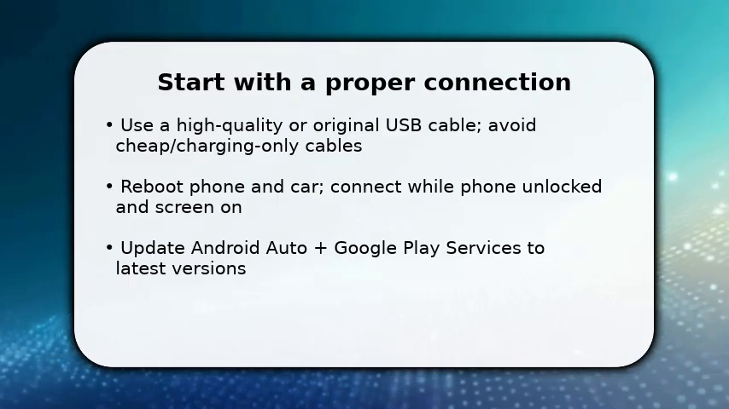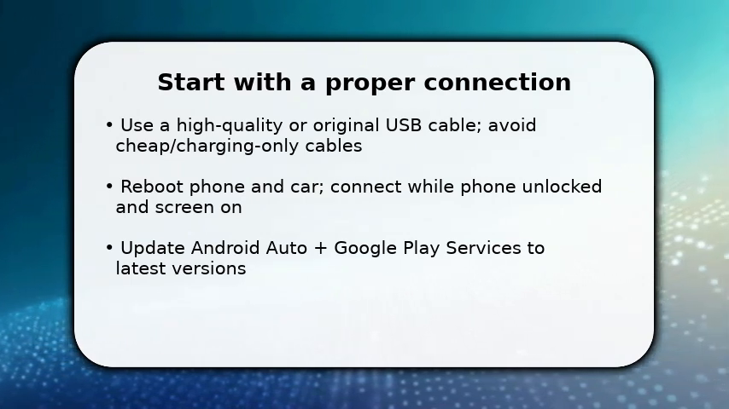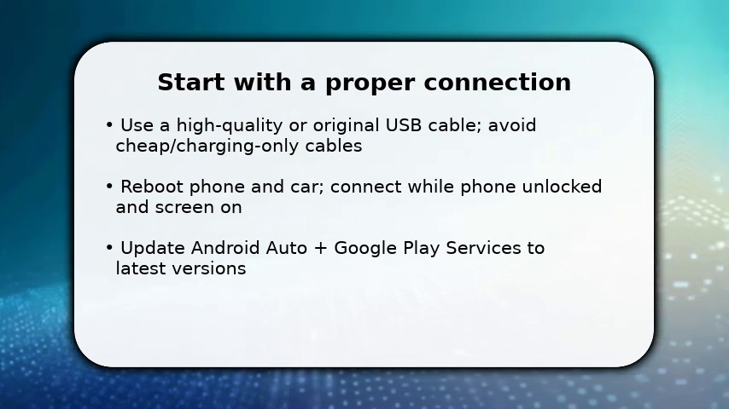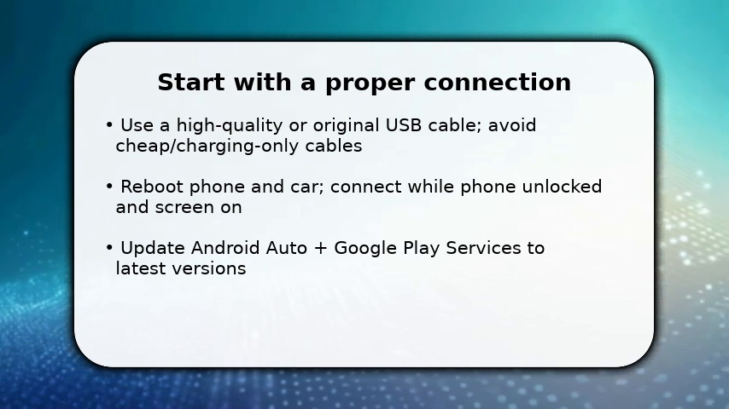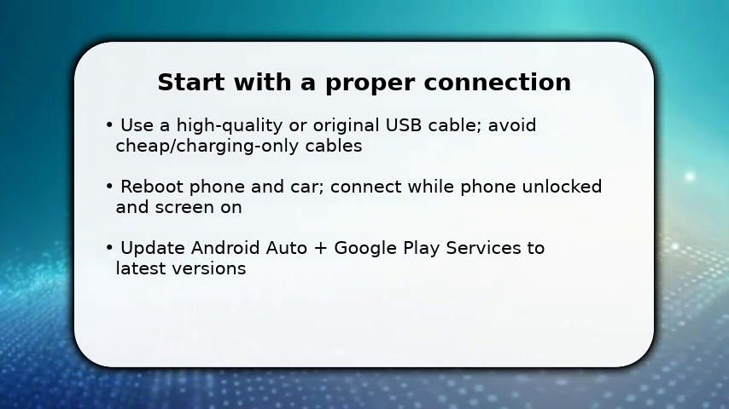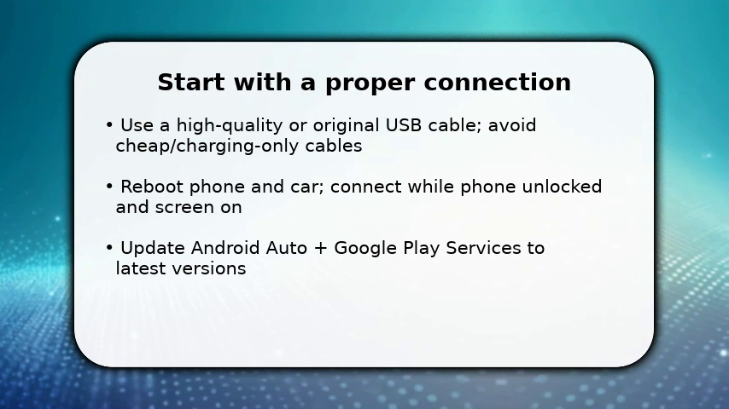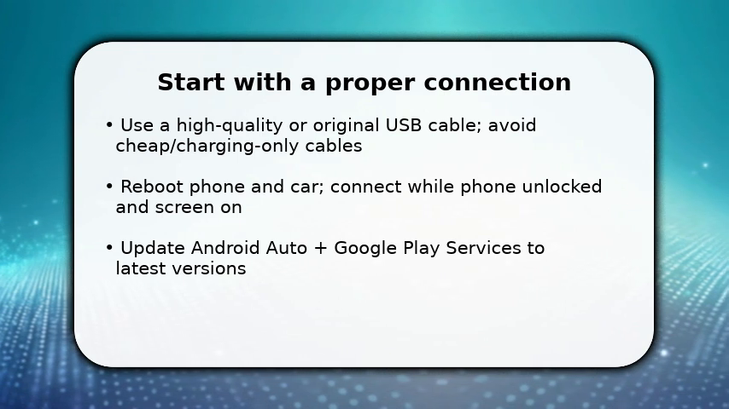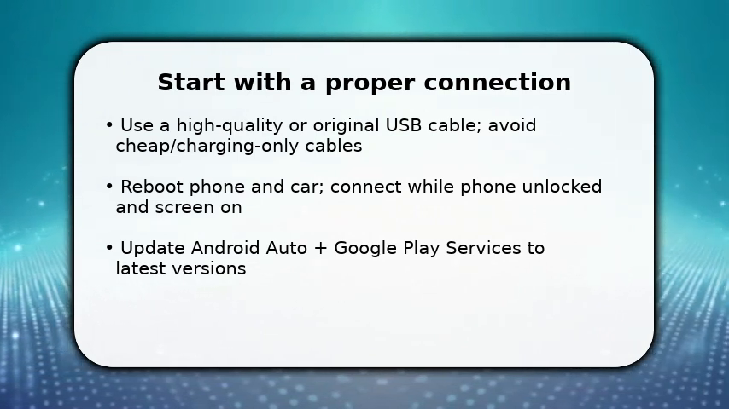You begin by fixing the physical and software basics, because most restarts stem from bad connections or outdated apps. First, swap to a high-quality or original USB cable and try a different car USB port. This eliminates intermittent power or data issues. Next, reboot both devices to clear temporary glitches. Once done, open the Play Store and update Android Auto and Google Play services. Updated components reduce compatibility crashes and give you a stable baseline to proceed with the deeper fixes.